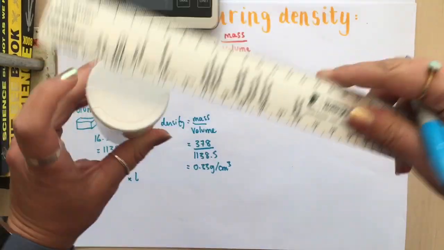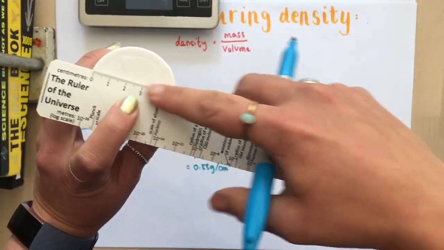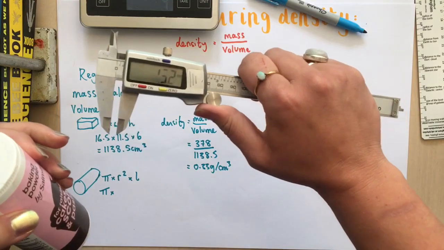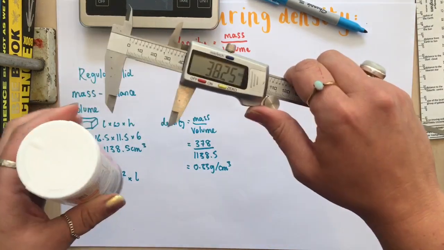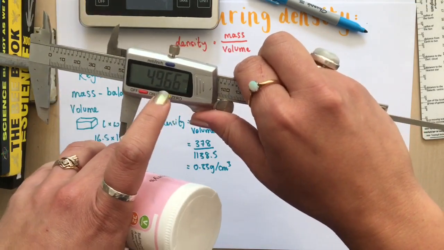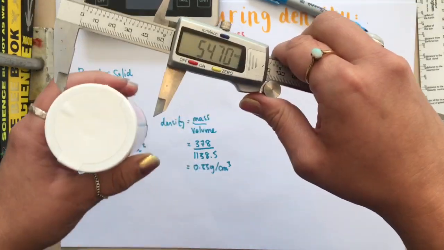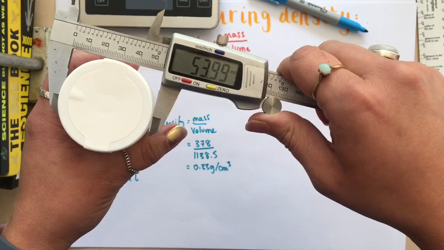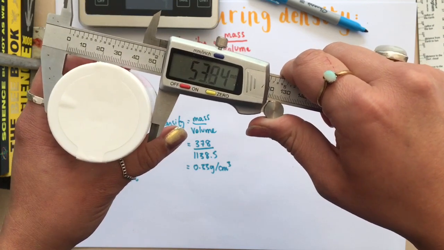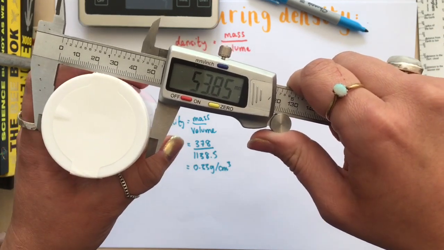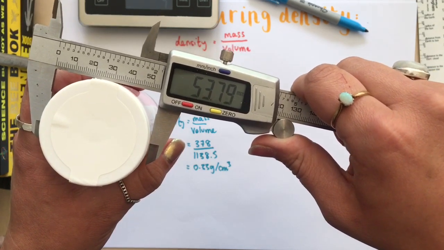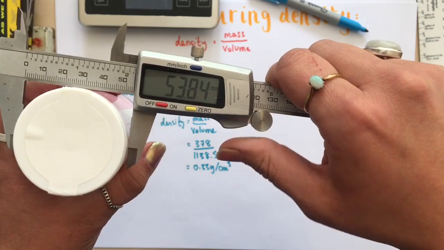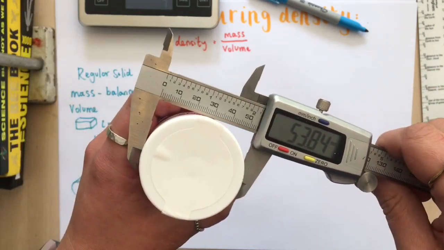Now, I could try and do this with a ruler to find the diameter across, but a better way of doing this is by using something like this. So this is a digital caliper, and it's got very high resolution, so it reads to a very small number. So if I hold it across here, we can see that it says 53.99, ooh, hang on, okay, 53.80 millimetres. So that would be 5.380 centimetres is the diameter.